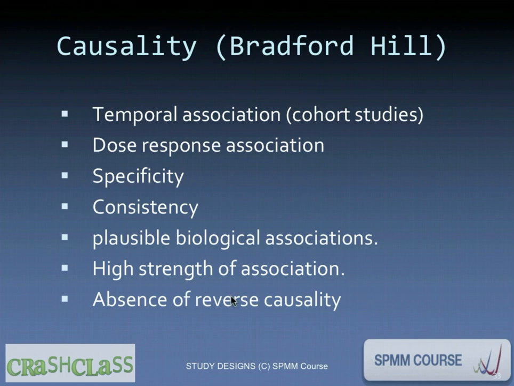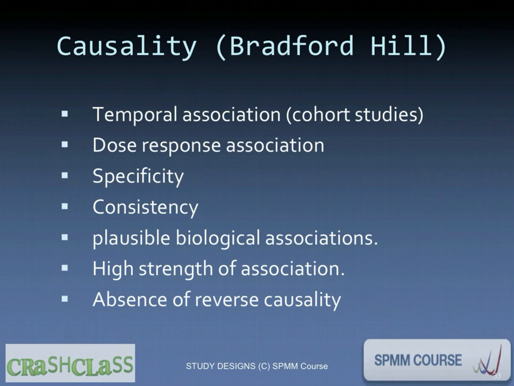High strength of association. So whenever you see an effect size relating A and B, that effect size must be very high. Small effect sizes are not that causally conclusive. So you should have high effect sizes of association. Absence of reverse causality. If A causes B, then B should not be causing A. If B causes A, then you can't say A causes B.